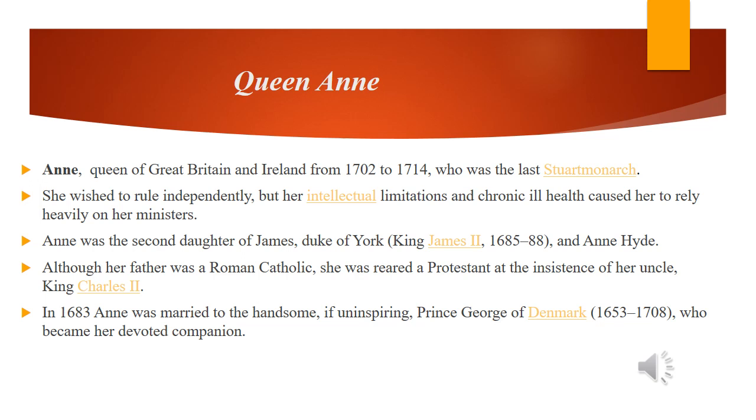She wished to rule independently, but her intellectual limitations and chronic ill health caused her to rely heavily on her ministers. Anne was the second daughter of James, Duke of York, King James II, 1685 to 88, and Anne Hyde. Although her father was a Roman Catholic, she was raised a Protestant at the insistence of her uncle, King Charles II. In 1683, Anne was married to the handsome if uninspiring Prince George of Denmark, who became her devoted companion.